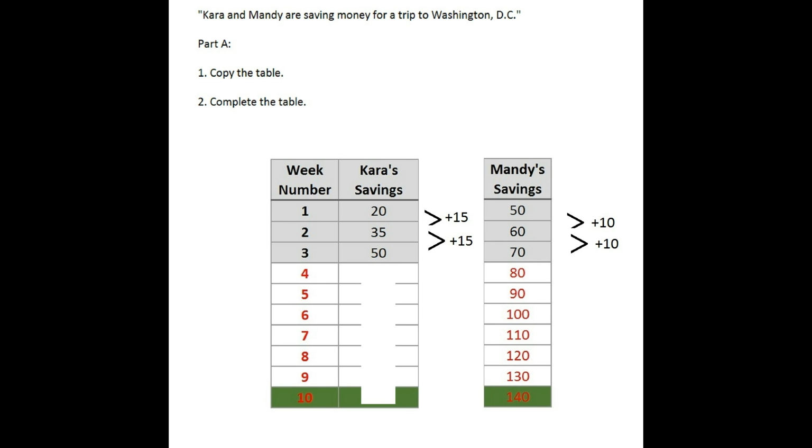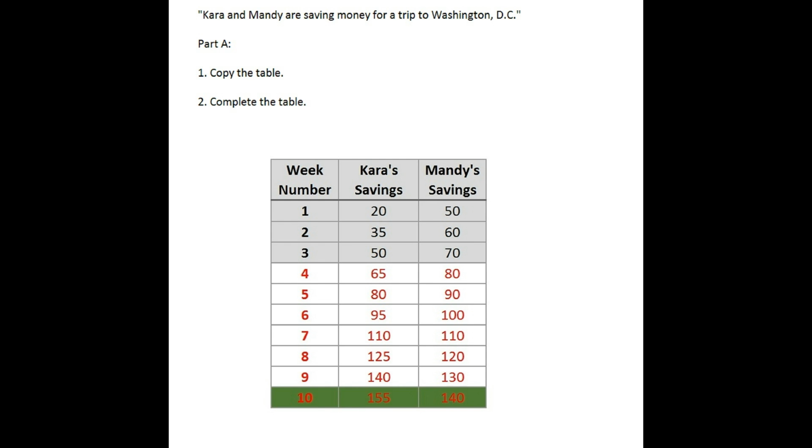The difference between 20 and 35, and all I did was subtract, is $15. 20 plus 15 is 35. 35 plus 15 is 50. So we finish out those weeks 4 through 10 by adding 15 each time. 65, 80, 95, 110, 125, 140, and finally 155 in week 10. And that's what we're looking for, 10 weeks worth of savings. So there's the completed table.